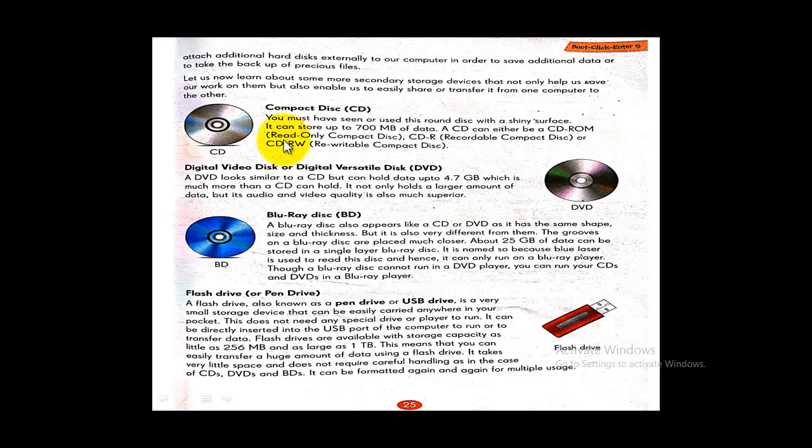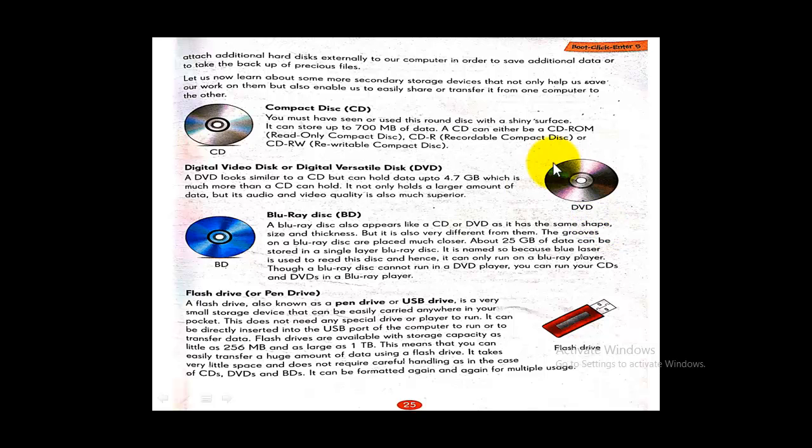Okay, now the next comes here. What is the next? Blu-ray disc, BD. Blu-ray is spelled B-L-U, not B-L-U-E, Blu-ray disc, that is BD. A Blu-ray disc also appears like a CD or a DVD, as it has the same shape, size, and thickness.